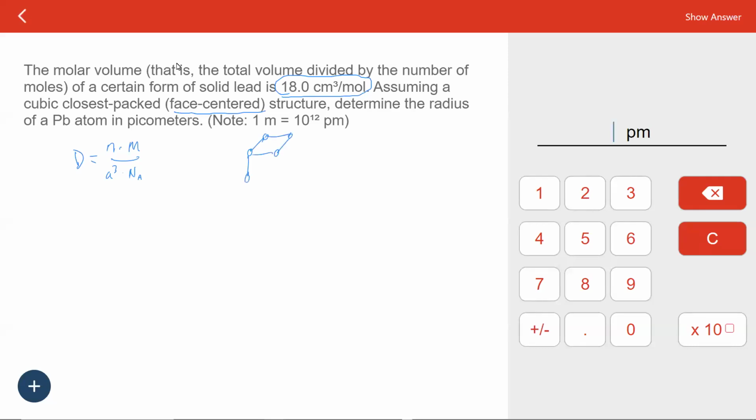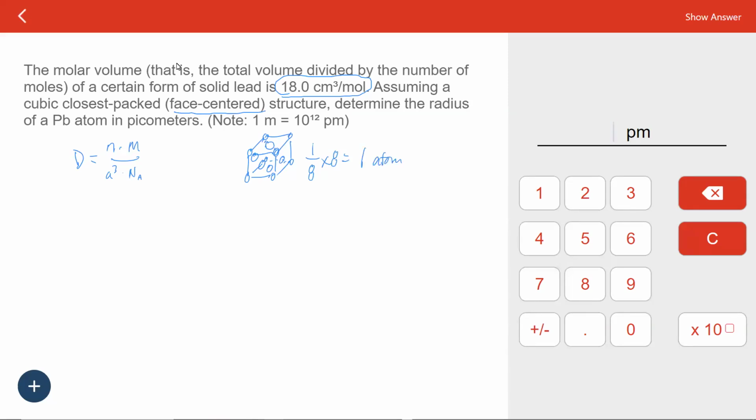unit cell that has 1/8 of an atom on each corner, and then one on each face, which is a little hard to draw. And so we do need to count how many atoms we have. And so we have 1/8 from each one on the corner, and there's 8 of them. So that's one total atom within the unit cell.